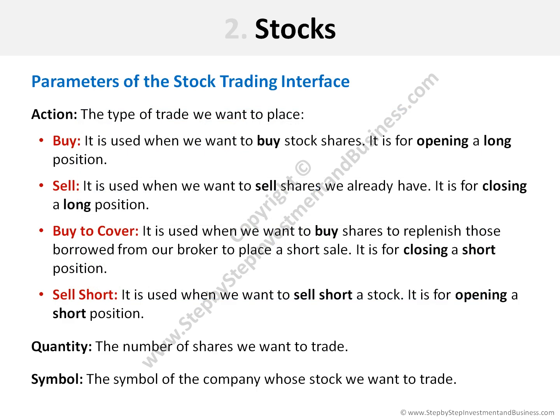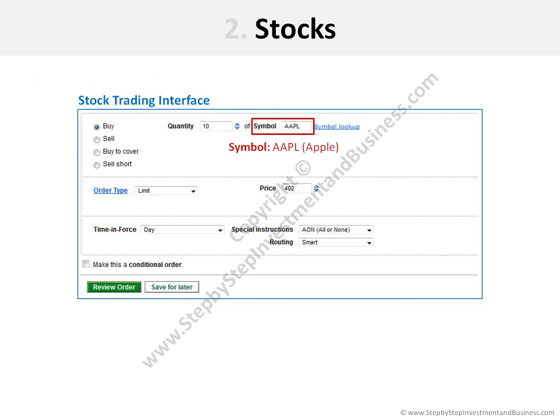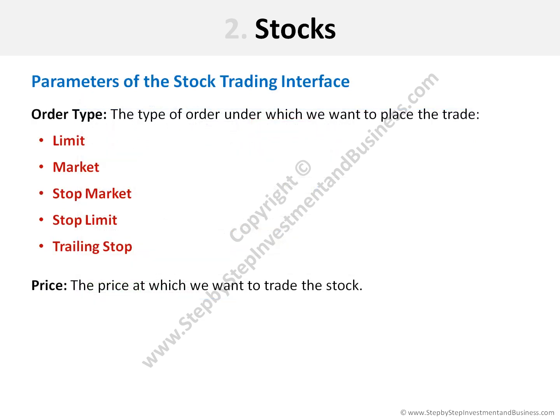Of course, another parameter we must enter is the symbol of the company whose stock we want to trade. In our example, in the interface, the entered symbol is AAPL, which corresponds to the Apple Company. So, what we are going to do is to buy 10 shares of Apple. A very important parameter is the type of order under which we want to place the trade. The order type can be limit, market, stop market, stop limit, and finally we have the order called trailing stop. Of course, apart from the type of order under which we want to place the trade, we must also indicate the price at which we want to trade the stock.